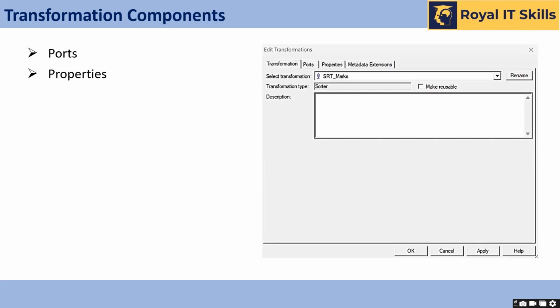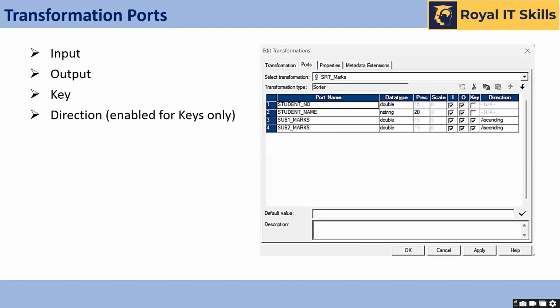Mainly we focus on the ports and properties. The transformation tab and metadata extensions we need not bother about. For the transformation tab we don't have much to do. It is similar to other transformations. So ports and properties we will see in this. So, ports.